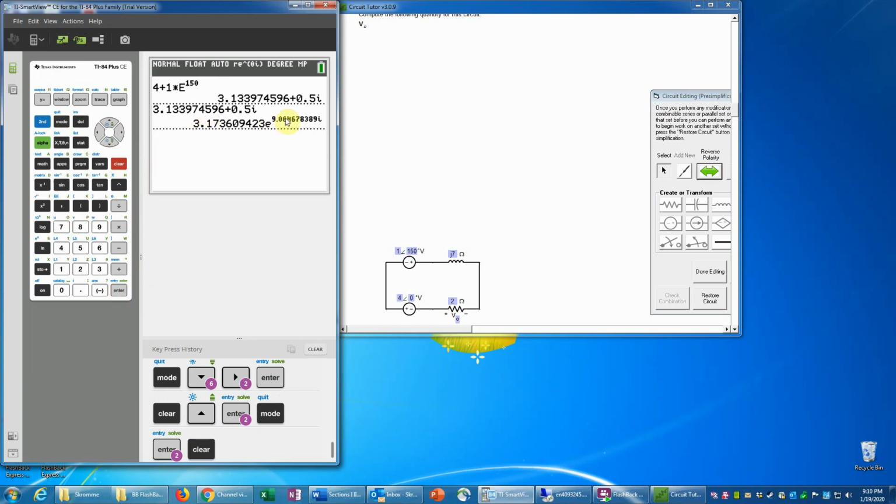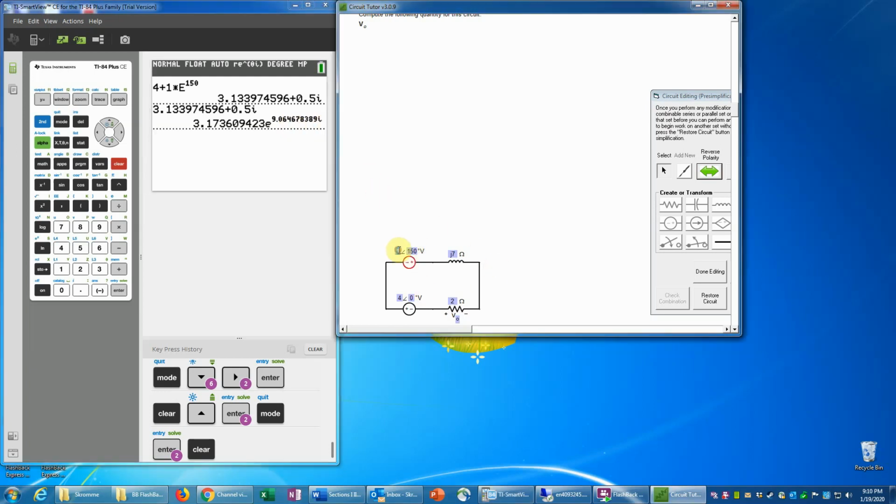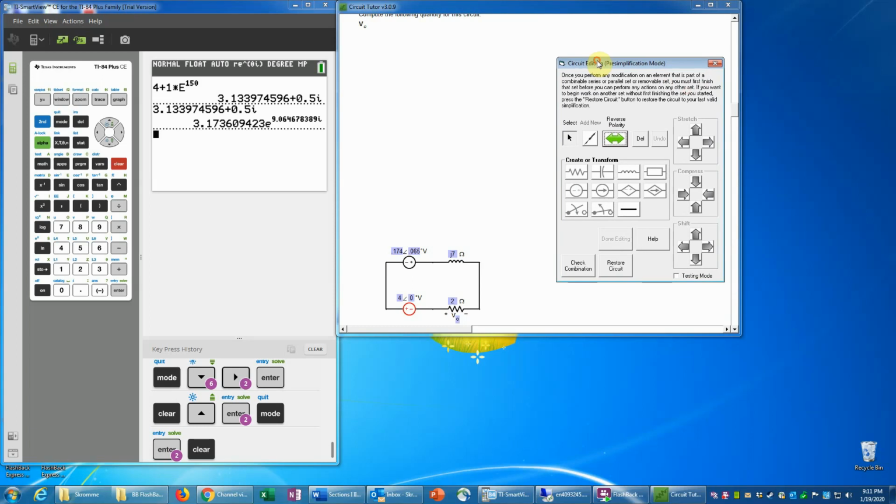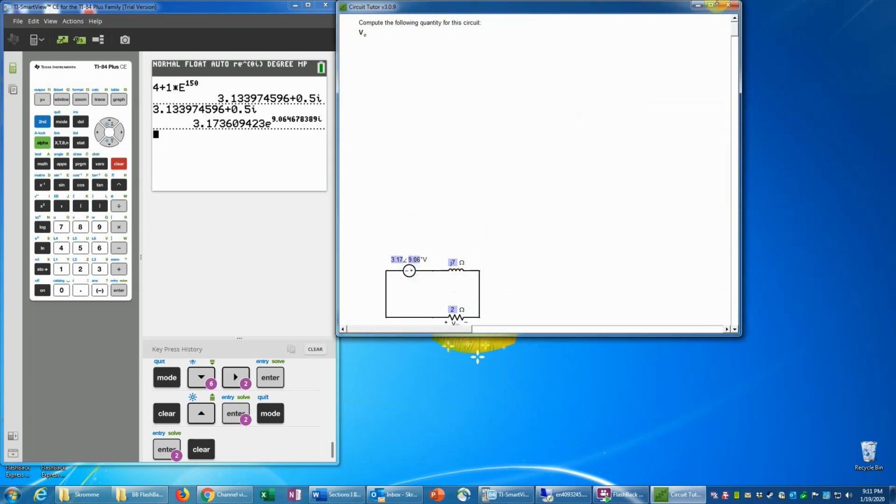Okay, so that is 3.17 angle 9.065 degrees. So let's put that in as a value, and we can pick either source. It doesn't really matter. So I'm going to put 3.174, putting that into 4 decimal places, and then the angle here is going to be 9.065 degrees. And then this source, we will change it to a short. And now I'll check that combination of sources. And that is correct. Okay, so we've done our calculation correctly.